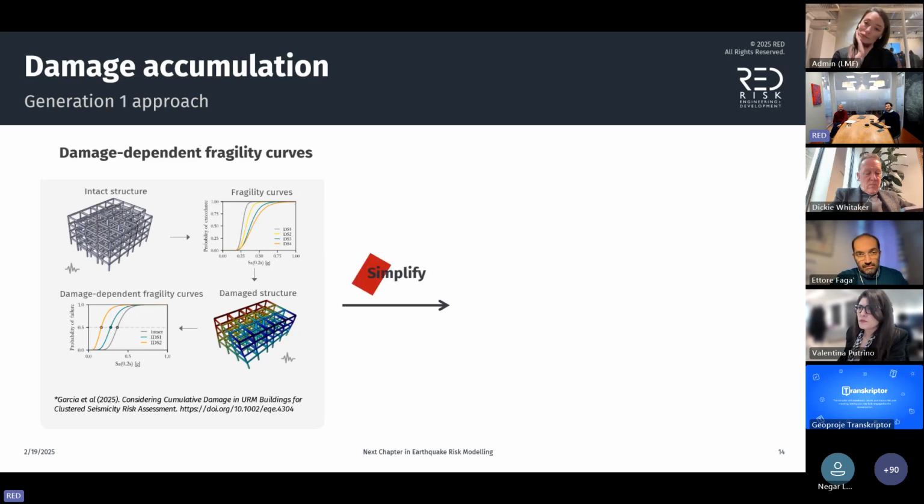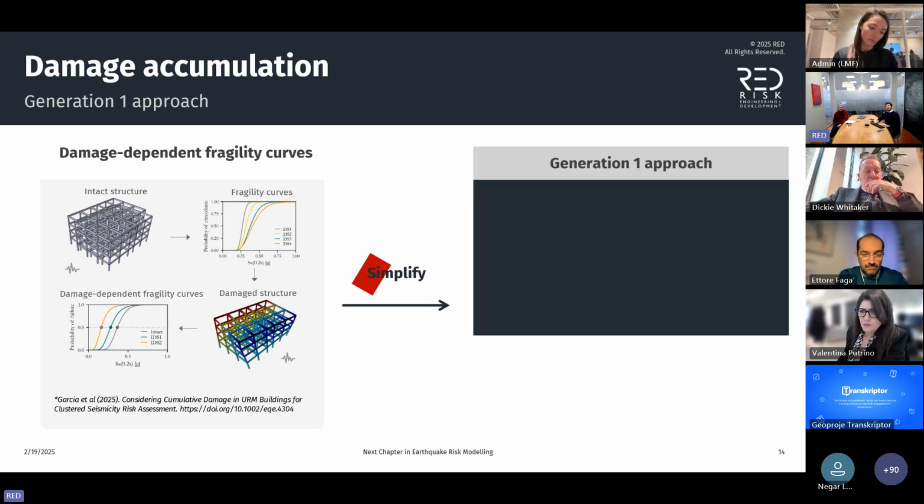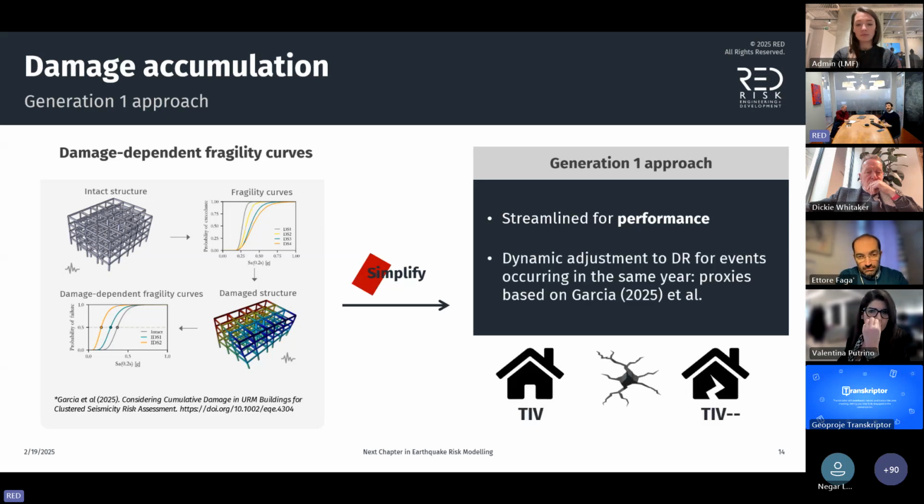But this is an extremely data hungry and computationally costly process to handle at the level of fragility. So we simplified it. We essentially streamlined this for a generation one approach for performance. So we make sure that we're offering a product where the analyst does not have to wait for days for this to run. That's why we call it the generation one approach. And we are dynamically adjusting damage ratios of buildings throughout the year, right? Using these proxies to adjust these damage ratios based on the work of Garcia and others 2025.